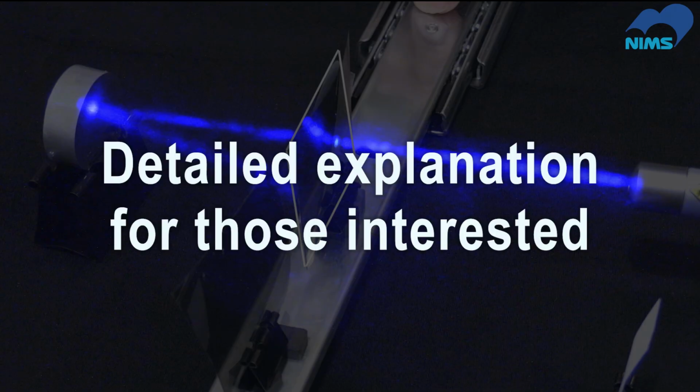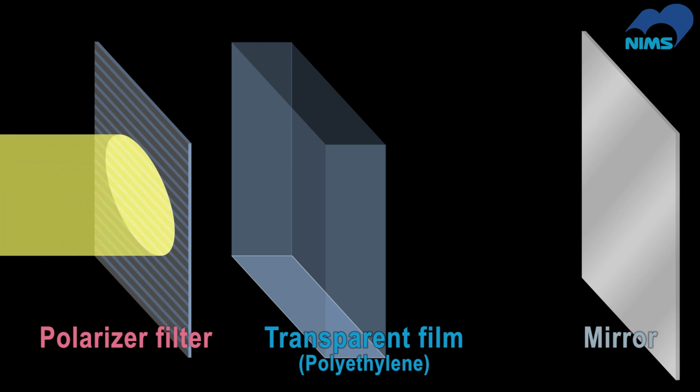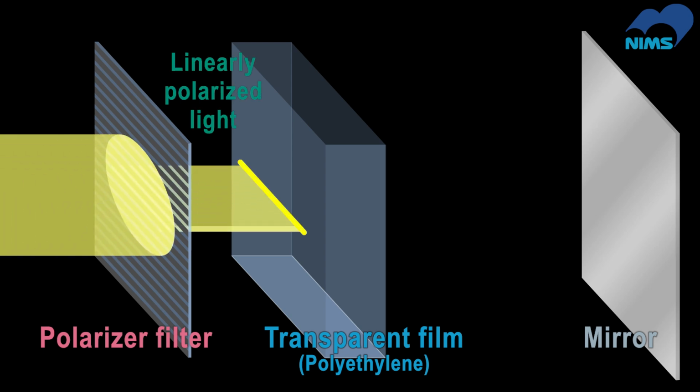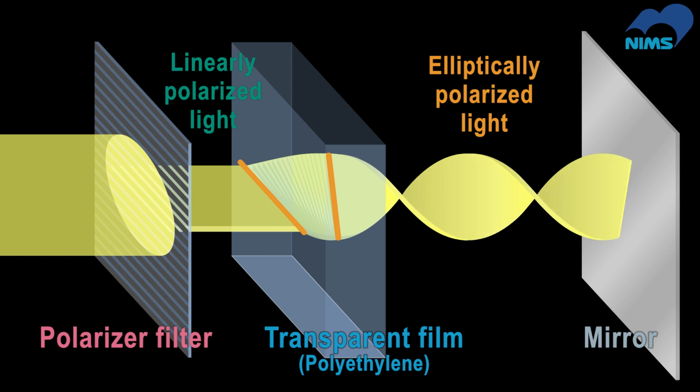Now comes the tough part for those who are interested. Here is a simplified explanation why this filter acts as a one-way light path. Only laser light that is parallel to the direction of the polarizer filter propagates through it. This is called linear polarization. After that, the light oscillation direction is twisted by 45 degrees by the transparent film. This light is propagated as a spiral.